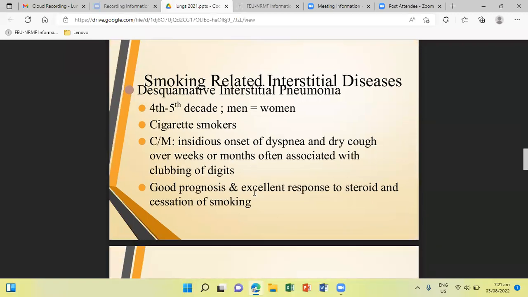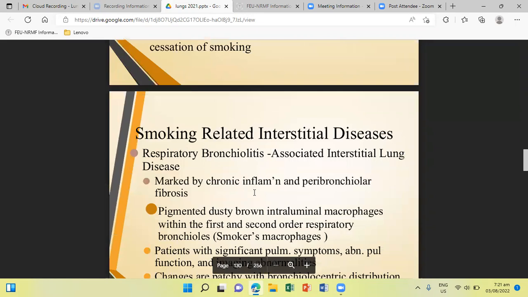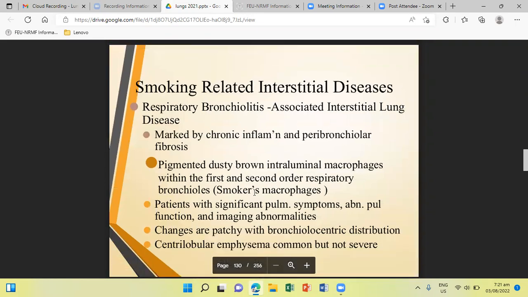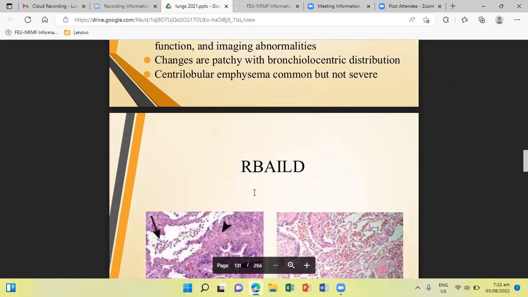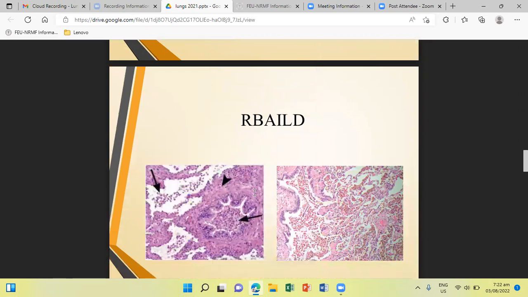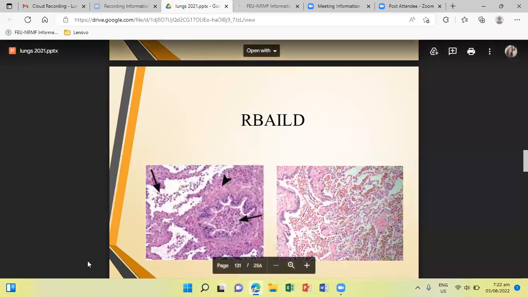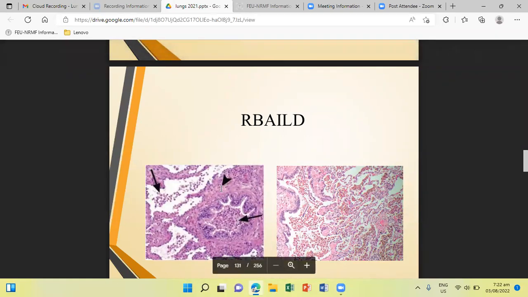Now, the other one is what we call respiratory bronchiolitis associated interstitial lung disease. So this is the second, RB-ILD. Again, that stands for respiratory bronchiolitis associated interstitial lung disease. This is marked by interstitial inflammation, chronic inflammation, and peribronchial fibrosis. So this is an example of a bronchiole, and as you can see, fibrosis is evident surrounding it, hence the term peribronchial fibrosis. Chronic inflammation is expected.